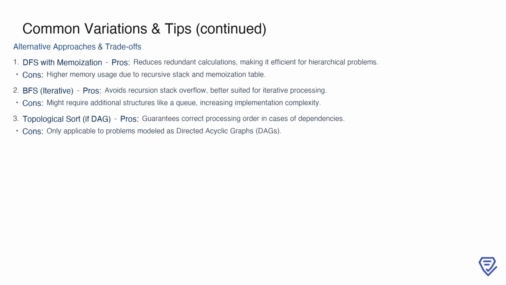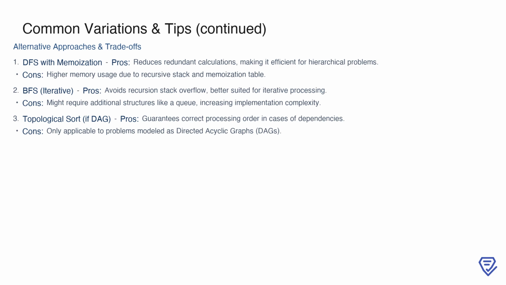When it comes to alternative approaches, each has its own pros and cons depending on the problem structure. Depth-first search with memoization is a powerful technique for hierarchical problems, as it avoids redundant calculations and ensures efficiency. However, it does come with increased memory usage due to the recursive stack and the memoization table.